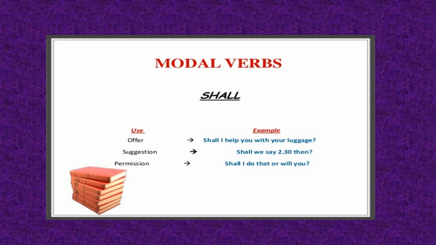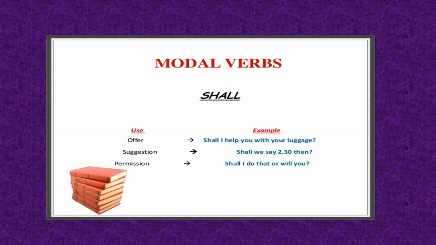Okay, now shall is used to offer something, to give suggestion, and to ask for permission. Let's see the example for offer. Shall I help you with your luggage? So again, you can see the subject is first person, I. So we have used here shall. And here offering of help is being given. Suggestion. Shall we say 2.30 then? So it's a suggestion. It's being a question. So the person may say yes, we can, or we may not.